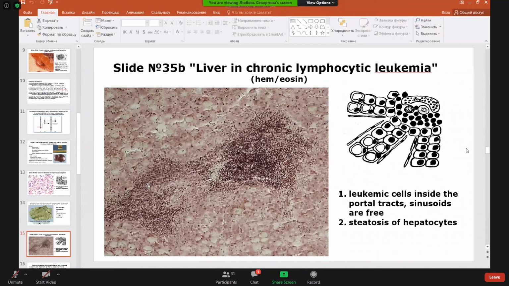And the description of slide 35b. Point number one, leukemic cells inside the portal tracts. Here we can see the leukemic cells nearby the portal tract, and the sinusoids in between the hepatic cords are free of the leukemic cells. And of course, we can reveal the steatosis of the hepatocytes again.